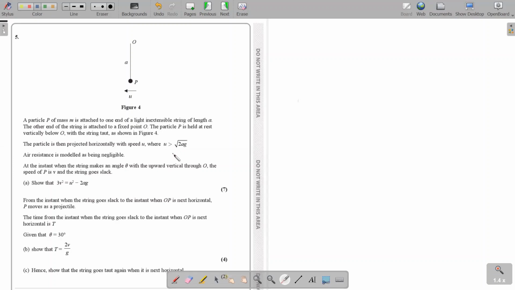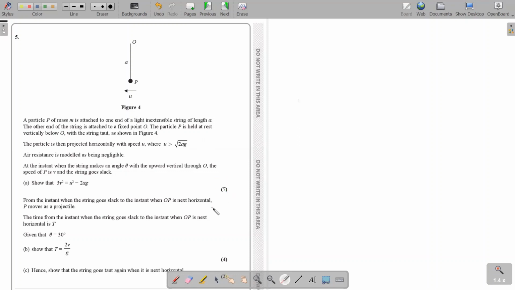For now you don't need to think much about it. Air resistance is modeled as being negligible. At the instant when the string makes an angle theta with the upward vertical through O, the speed of P is V and the string goes slack. Show that 3V square equals u square minus 2ag.